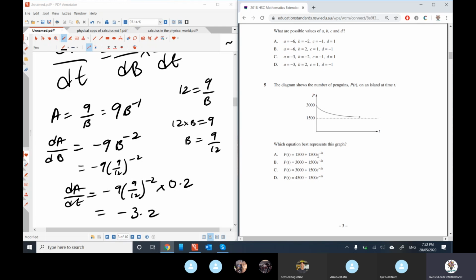When time is 0, you get 15 plus 15, which is 3,000, so that one can work. 3,000 minus, this one can't work, B is wrong. 3,000 plus 15, that's wrong. 4.5 take away 15, that's 3,000. So it could be D or it could be A. Now you're tossing up between A and D and going, okay, which one is it going to be? Is it going to be the first one or is it going to be this one? Now, is there any ideas?